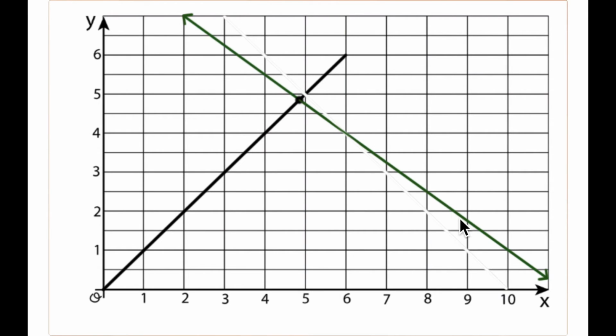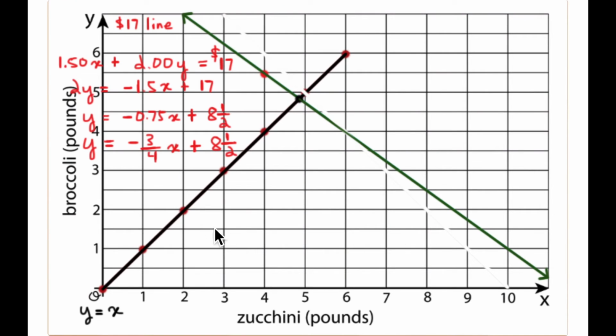Well, I took this graph from an earlier problem. This is from problem number 2, in which we looked at the pounds of broccoli compared to the pounds of zucchini. And if you remember, this line was the line on which each combination was equal to $17. So whatever combination of broccoli and zucchini was purchased, that combination was equal to $17.